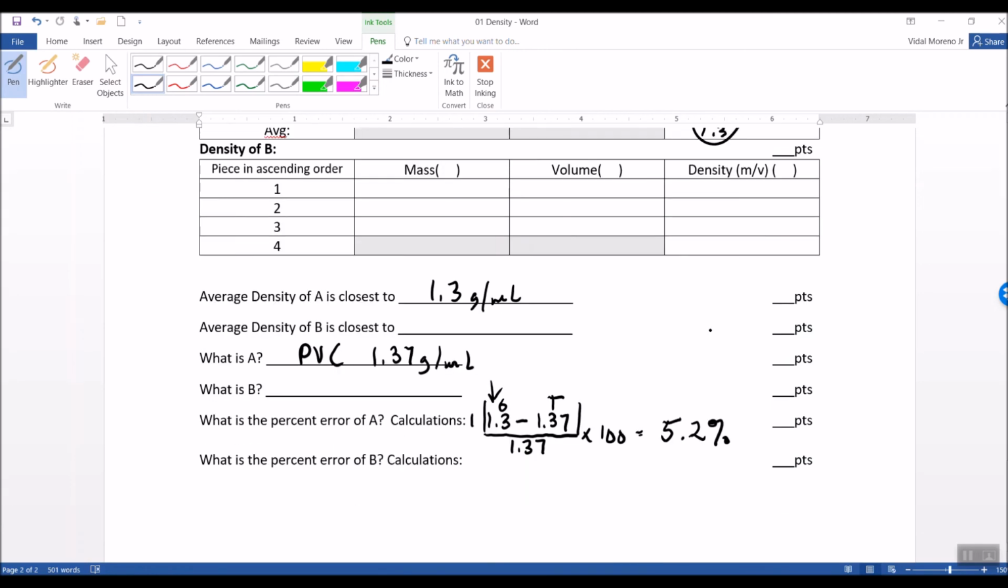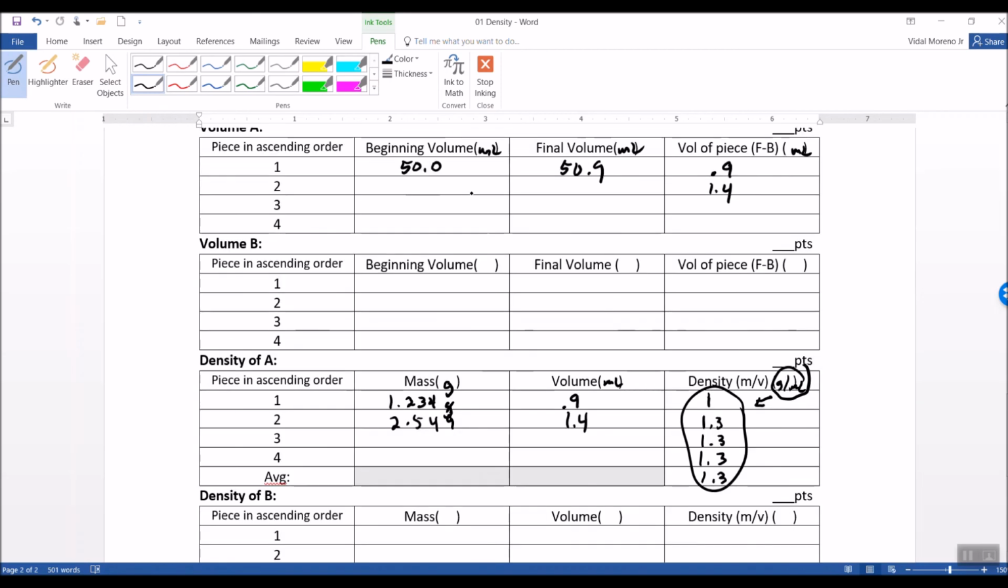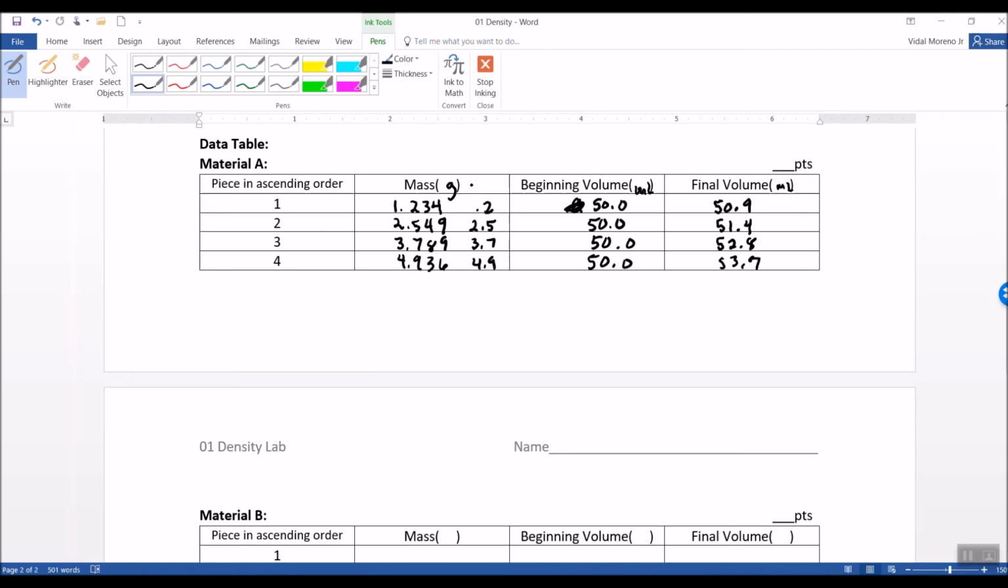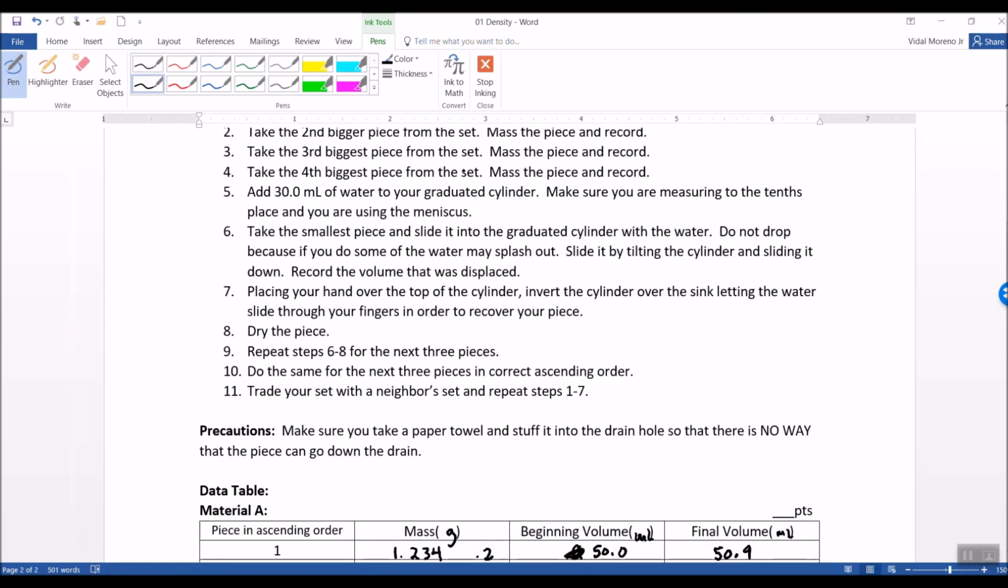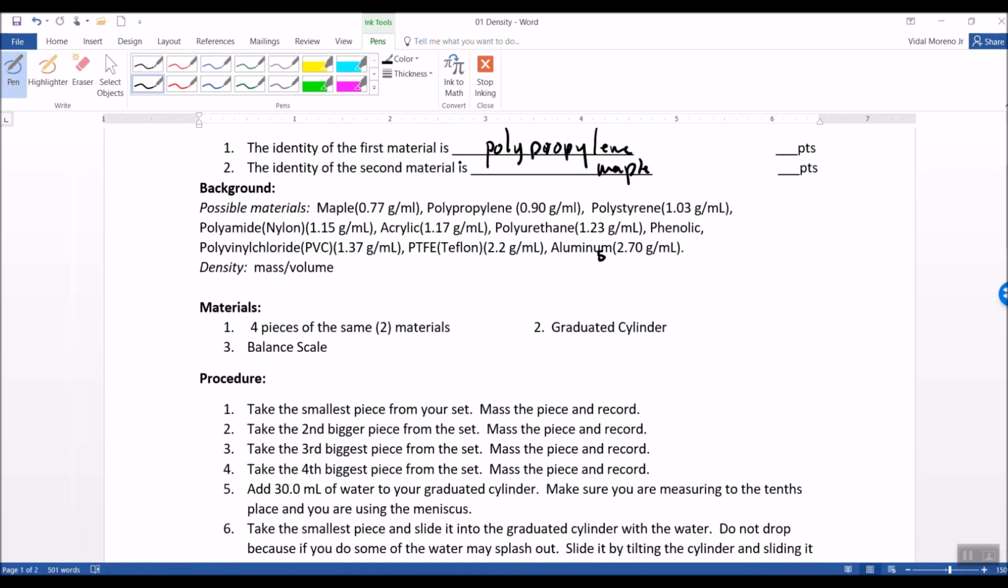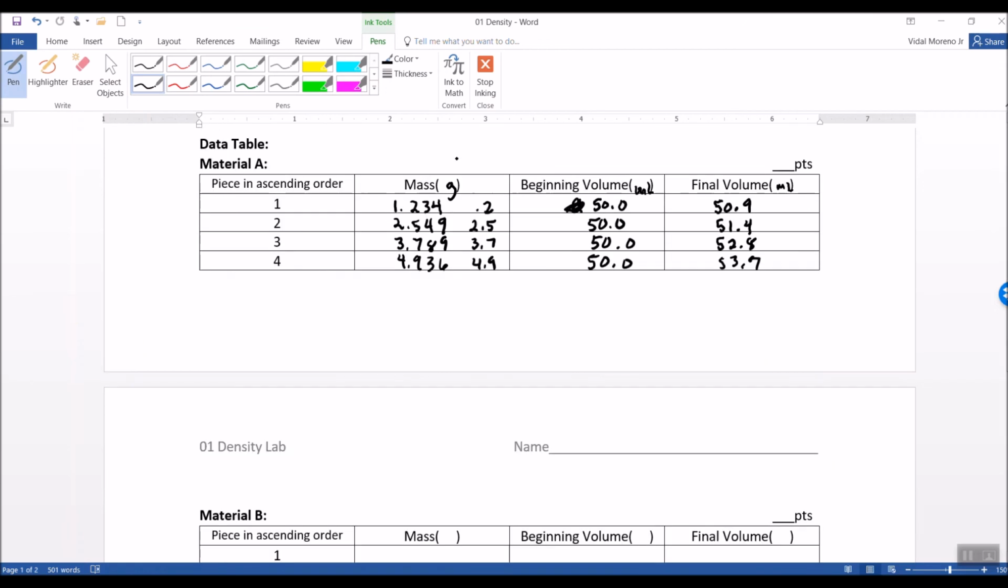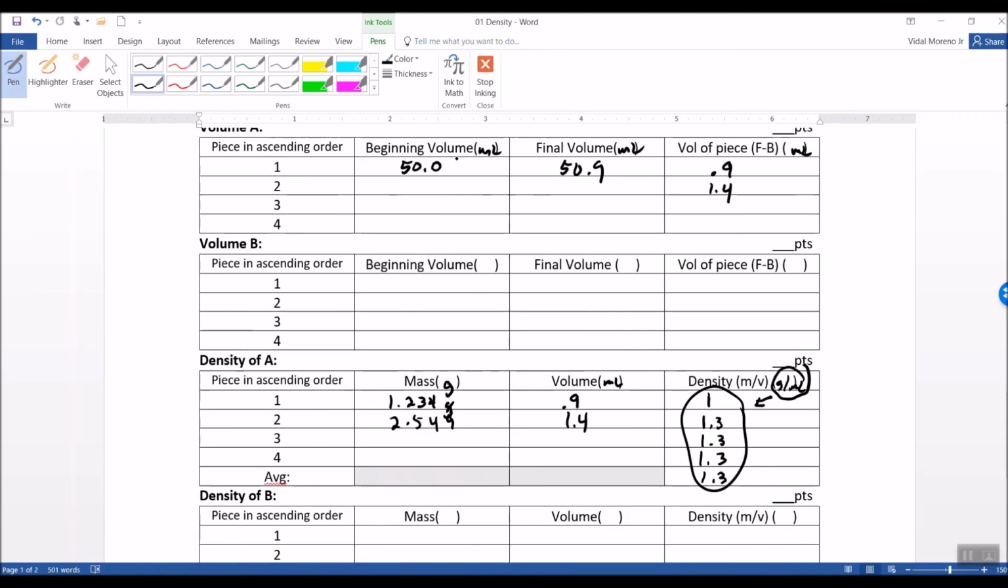Okay, I hope that helps. Email me if you have any questions. Make sure everything is nice and neat, with correct sig digs, with correct numbers and units everywhere.